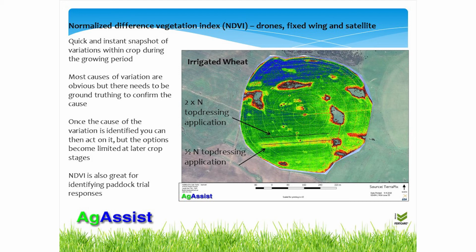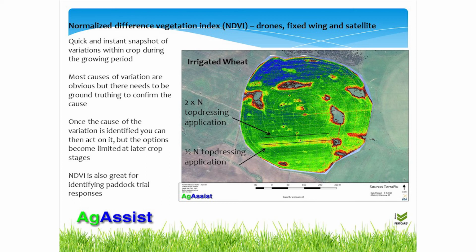With the NDVI, at later crop stages you're really limited to nitrogen and, to a degree, potassium, as you look at nutrients that will influence yield. Phosphorus is not really going to do much at the later crop stages.